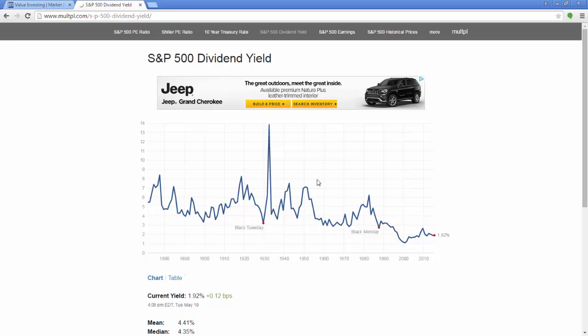When you've got 10-year bonds yielding 5-6%, no one cares about a stock yielding 3%, so the stock price will come down to produce a higher yield. When treasuries are only yielding 1.5%, 2%, then a 3%, 3.5% dividend yield is that much more attractive.